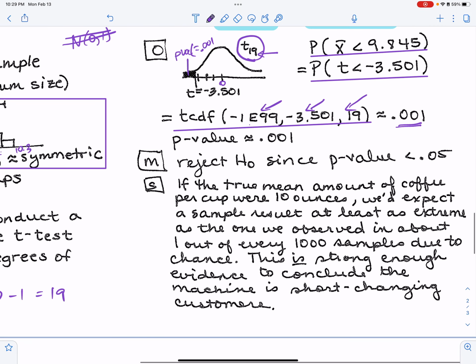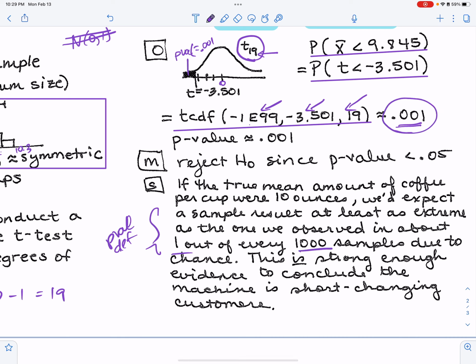All right, same conclusion. Since P is low, we're going to reject H0, and this gives you a really nice conclusion. If the true mean amount of coffee per cup were 10 ounces, we'd expect a sample result. This is the definition of p-value, guys, by the way. This is the p-value definition, which you do not have to have in your conclusion, but you are asked about p-value definition a lot. We'd expect a sample result at least as extreme as the one we observed in about 1 out of every 1,000, because that's my p-value, samples due to chance.